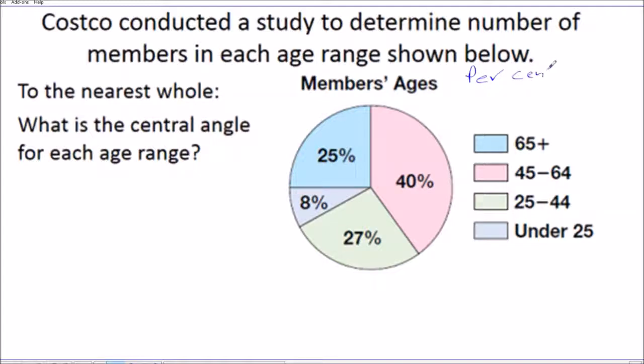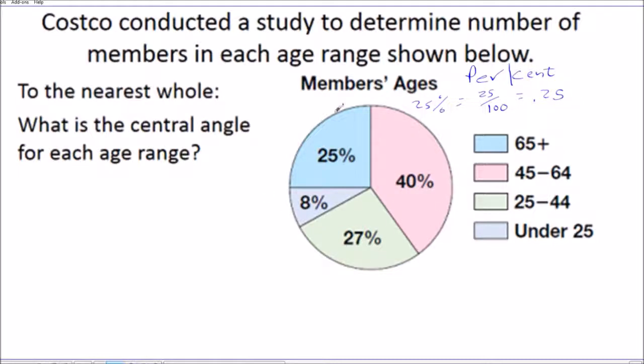Percent. I want you to think of it as two words, per cent. Per meaning like out of, and cent, how many cents in a dollar? 100. So 25%, what that means is 25 out of 100, which is 0.25. That's functionally what it means.